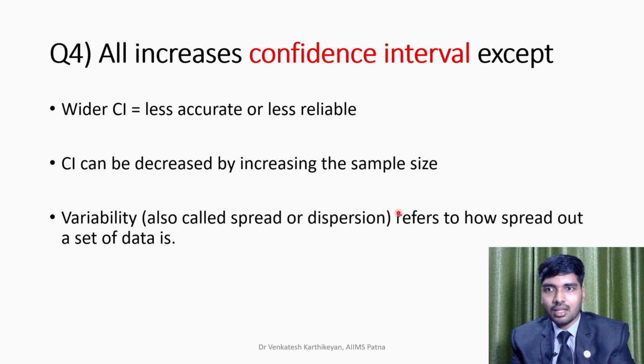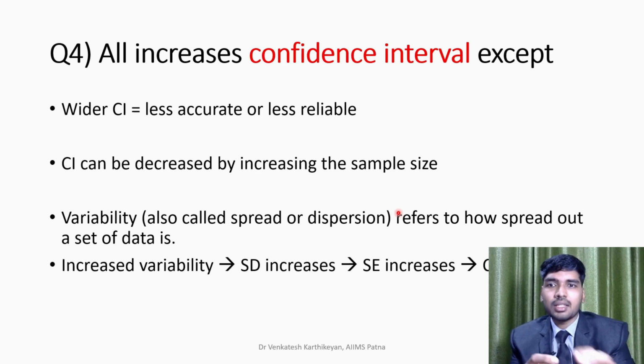We saw the formula. Now variability, what does variability mean? Variability refers to how spread out the data is. If the variability is more, if the data is more spread out, then the standard deviation increases. As a result, standard error increases, and as a result, confidence interval increases. Again, just substitute in the formula, you will understand this.